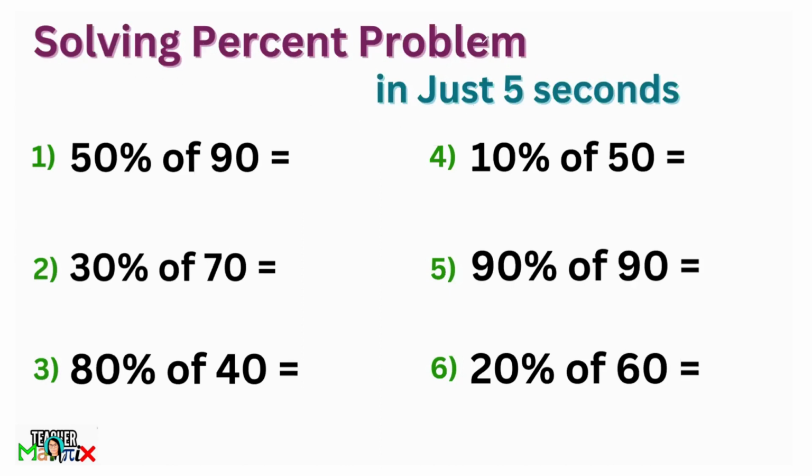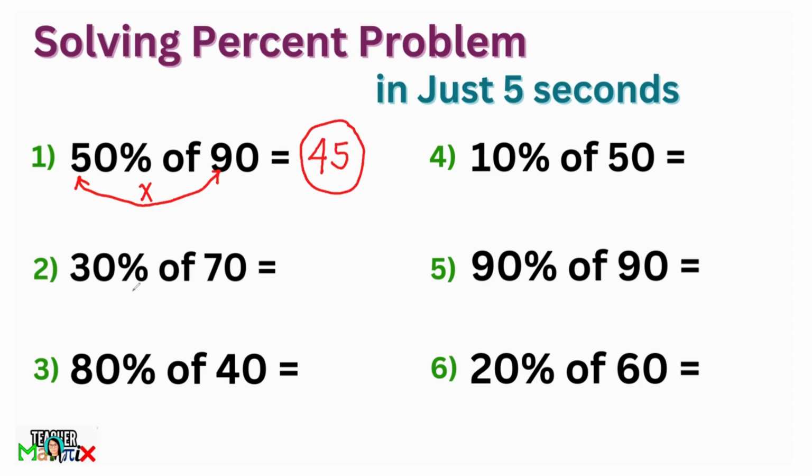Solving percent problems in just 5 seconds. Number 1, what is 50% of 90? Okay, just simply multiply 5 and 9. 5 times 9 is 45. So 45 is 50% of 90.